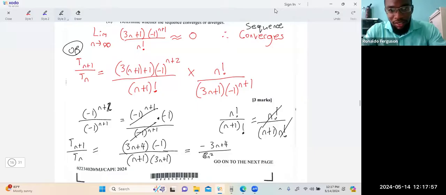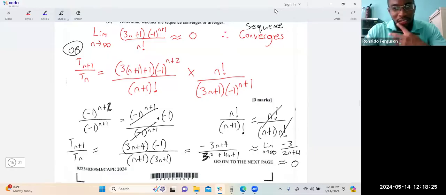That's 3n squared, sorry. And then this time this is 3n plus n, that's plus 4n plus 1. Using L'Hopital's rule, differentiate. So it's roughly the same as evaluating the limit as n approaches infinity of negative 3 over 2n plus 4. Plug in infinity, and you get minus 3 over infinity, which is 0.